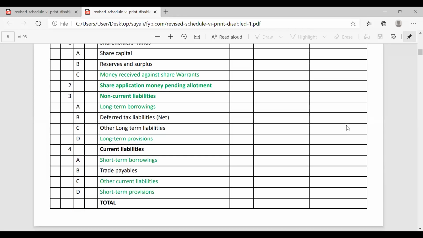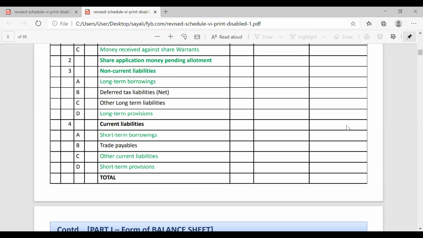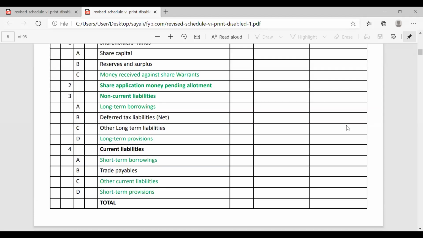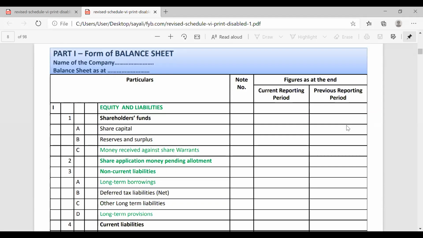Then point number 4, that is your current liability, and current liability is again divided into short-term borrowings, trade payables, meaning your creditors, other current liabilities and short-term provisions. Short-term means which is paid or settled within 1 year. So these are your current liabilities: short-term borrowings, trade payables, other current liabilities and short-term provisions. It is the total of the liability side of your balance sheet.